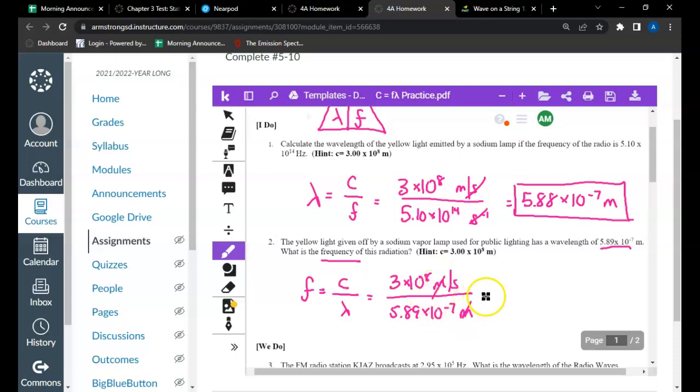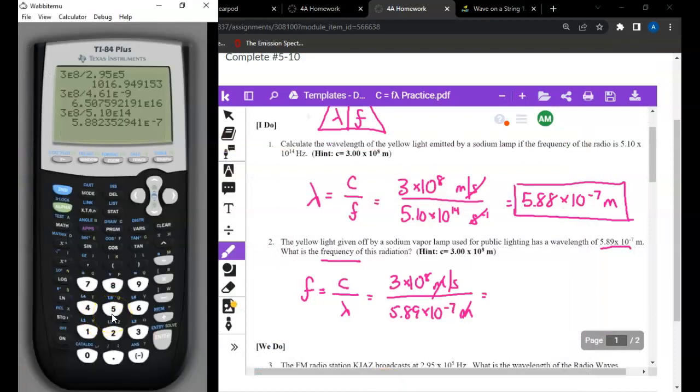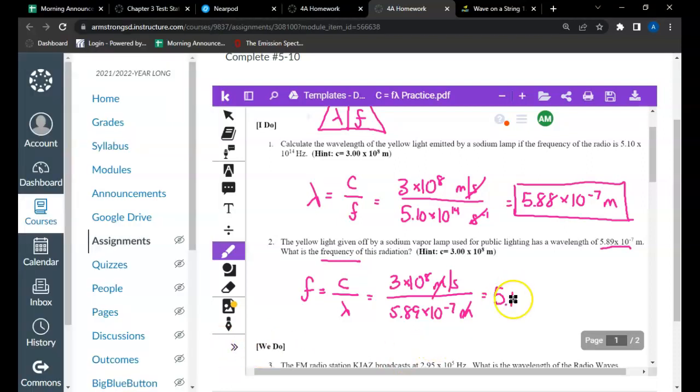Meters will cancel out. So I get 3E8 divided by 5.89E negative 7. And lo and behold, it gives me 5.10 times 10 to the 14th. Which is exactly what they were asking us in problem 1. It's going to be in per seconds. I know that per seconds are hertz. My meters cancel out. So be good with those first 2 problems.